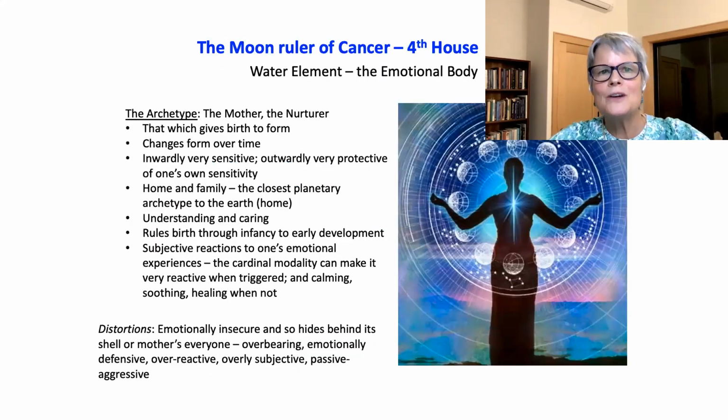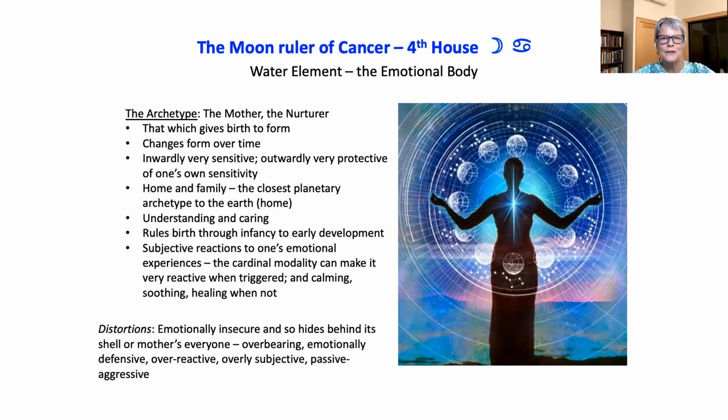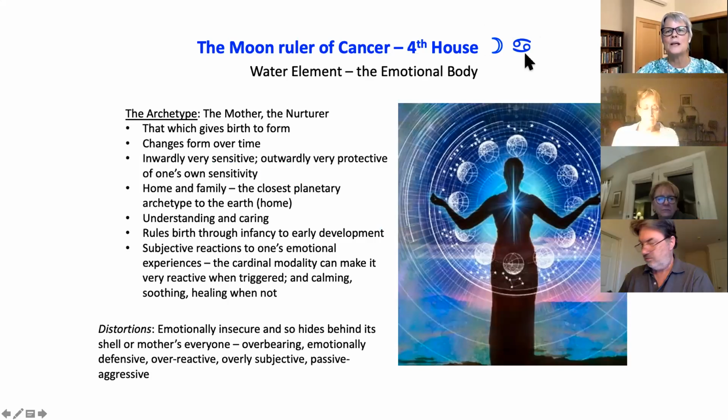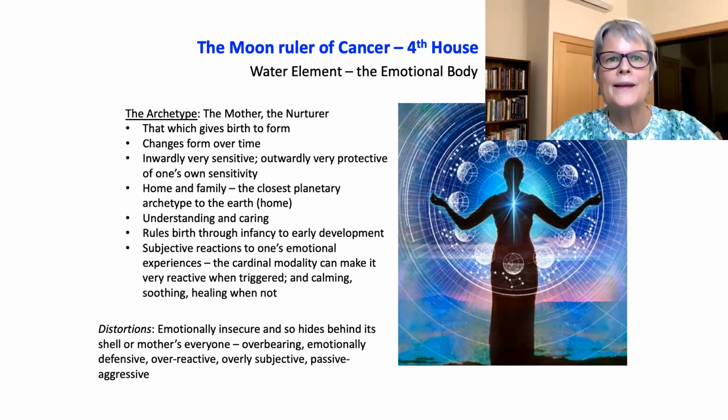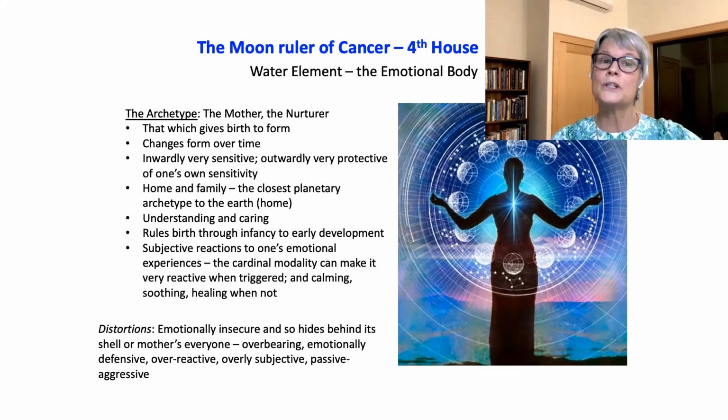So moving on to the moon archetype, and then I'll be ready for some questions before I launch into my chart. So the moon being the ruler of the fourth house, the ruler of Cancer. There are the symbols here for the moon and for Cancer. It is the water element which rules the emotional body. Okay, and the archetype would be the mother, the nurturer, that which gives birth to form. Okay, it's deeply personal. Wherever the moon is, or whatever is in the fourth house, or whatever is in Cancer, is very deeply emotionally personal and subjective.